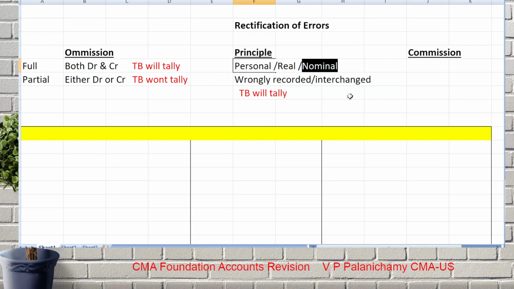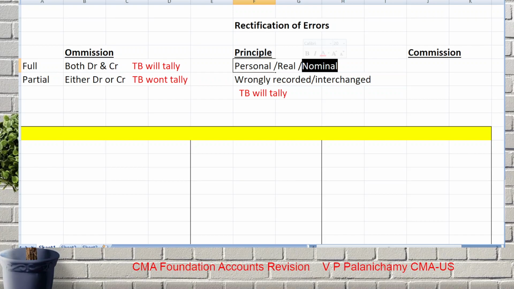For example, loan taken. We have taken loan. என்ன entry pass பண்ணுவோம்? Cash account debit to loan account. Loan account போடுறதுக்கு பதிலா அது income எடுத்துட்டோம். We have taken as what? Income. Loan is which account? Personal account. But wrongly taken as nominal account. அந்த மாதிரி personal real nominal accounts interchange பண்ணா that is called as what? Error of principle. Otherwise, for example, wages paid for installation of machine.